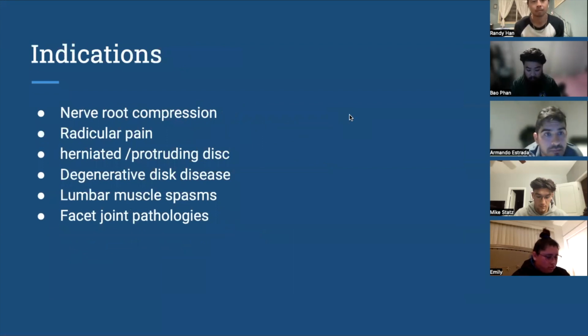Next, indications are listed here as well. These include nerve root compression, radicular pain, herniated and protruding disc, degenerative disc disease, lumbar muscle spasms, and facet joint pathologies.